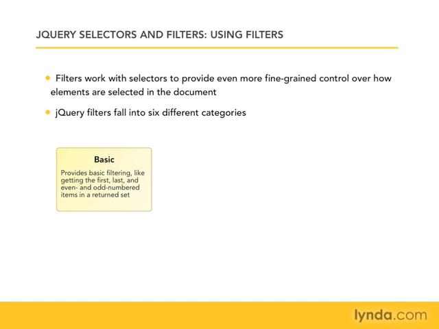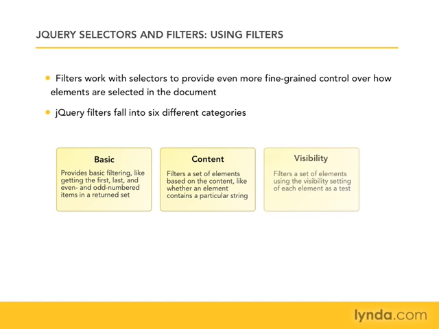The first category is basic, and these provide basic filtering like getting the first or the last or the even or odd numbered items in a returned set from a selector. The next is content-based filtering, and content filters take a set of elements and they filter out elements based on their content, like for example whether an element contains a particular string. Then there's visibility filters, and these filters act on elements using their visibility setting, and they will filter out elements that are either hidden or visible.